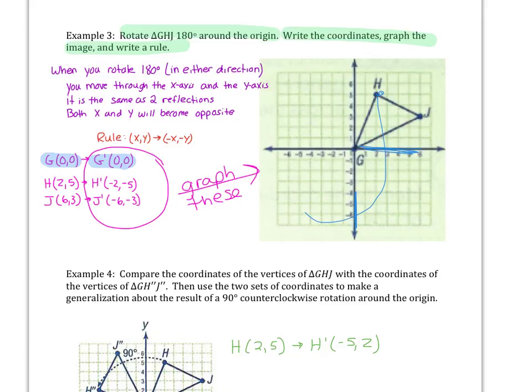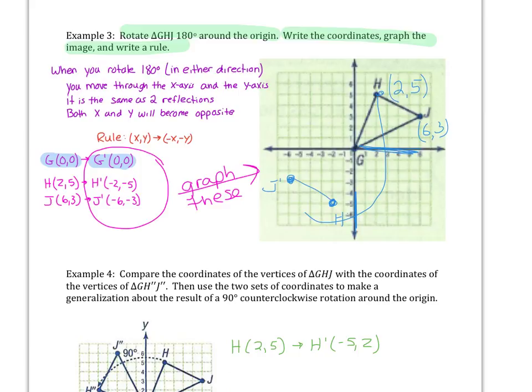Well, because we're going 180 degrees through both the x and the y, what happens here is they both become opposite. So if H was at 2, 5, where it's going to be after you rotate it 180 degrees is at -2, -5. Okay, so it's more over there, H prime. And J, if J was at 6, 3, they're both going to change to opposites. So J prime is going to be at -6, -3.